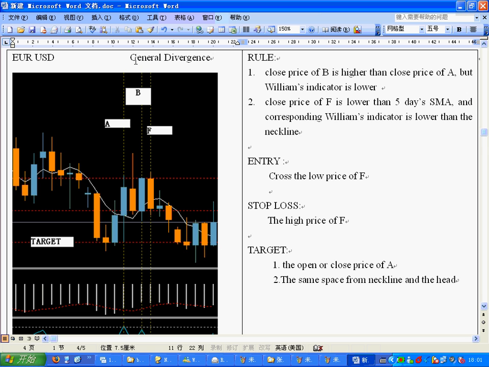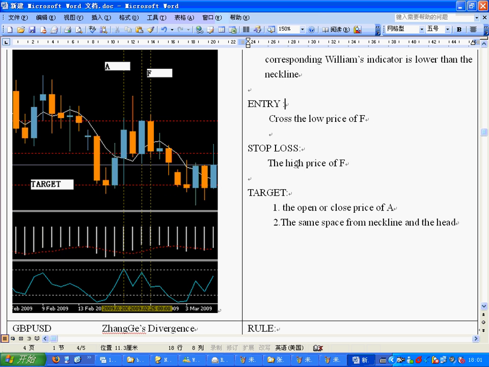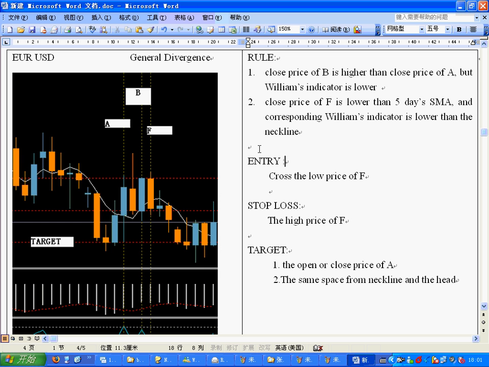First, let's talk about general divergence. Here are the rules: entry, stop loss, and target. And here is an example chart, the euro dollar daily chart. Let's see the rules one by one.